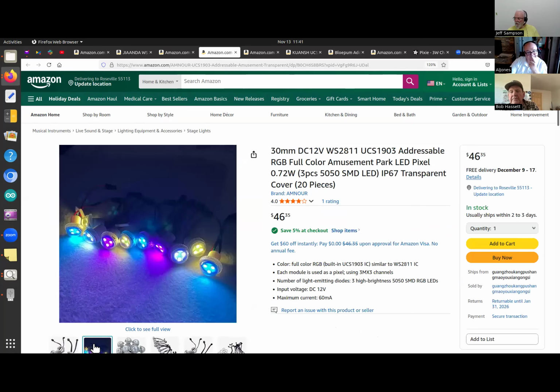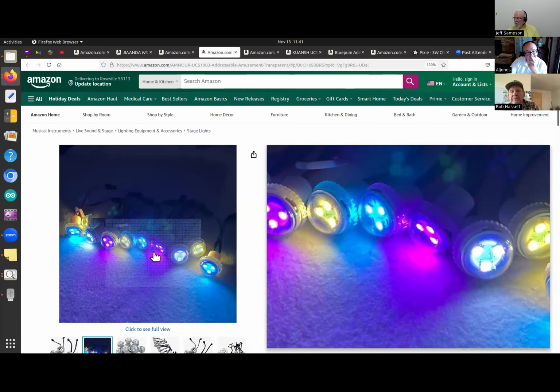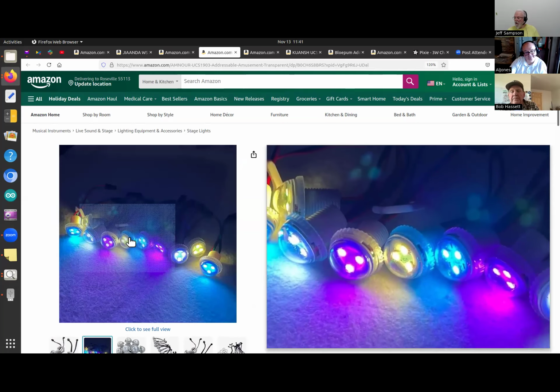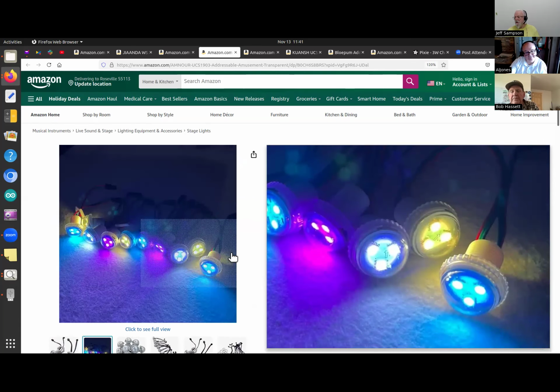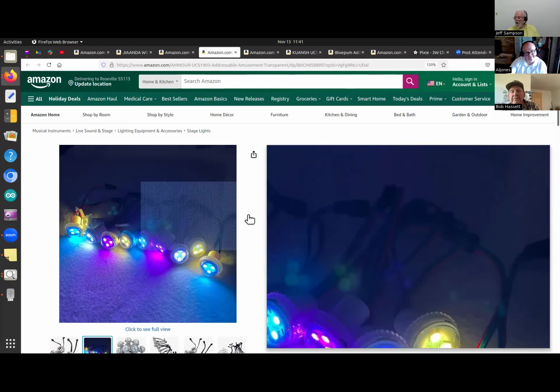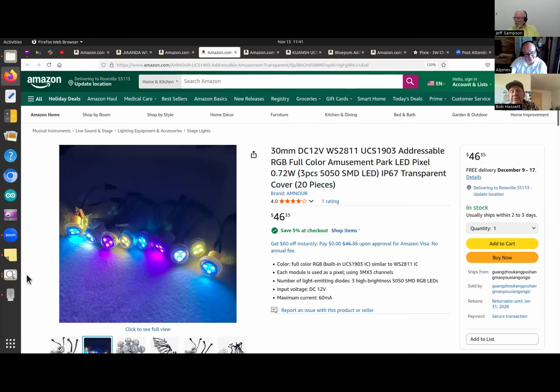If you come down here, look at this picture, you'll see they've got them lit up, and all 3 LEDs in each one are the same color. So I assume you go out and say module number 1, set it to green, and all 3 LEDs will light up that green color, or set it to red and all 3 will light up that color. But I don't think these are necessarily high-powered LEDs. And what do you get here? You get 20 of these for $46.